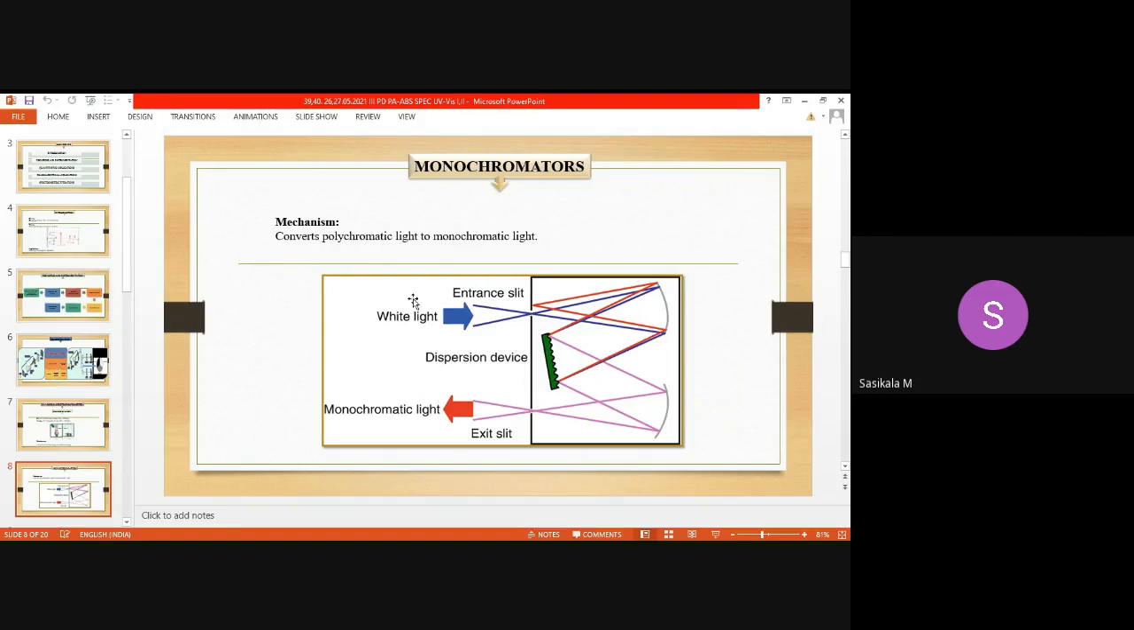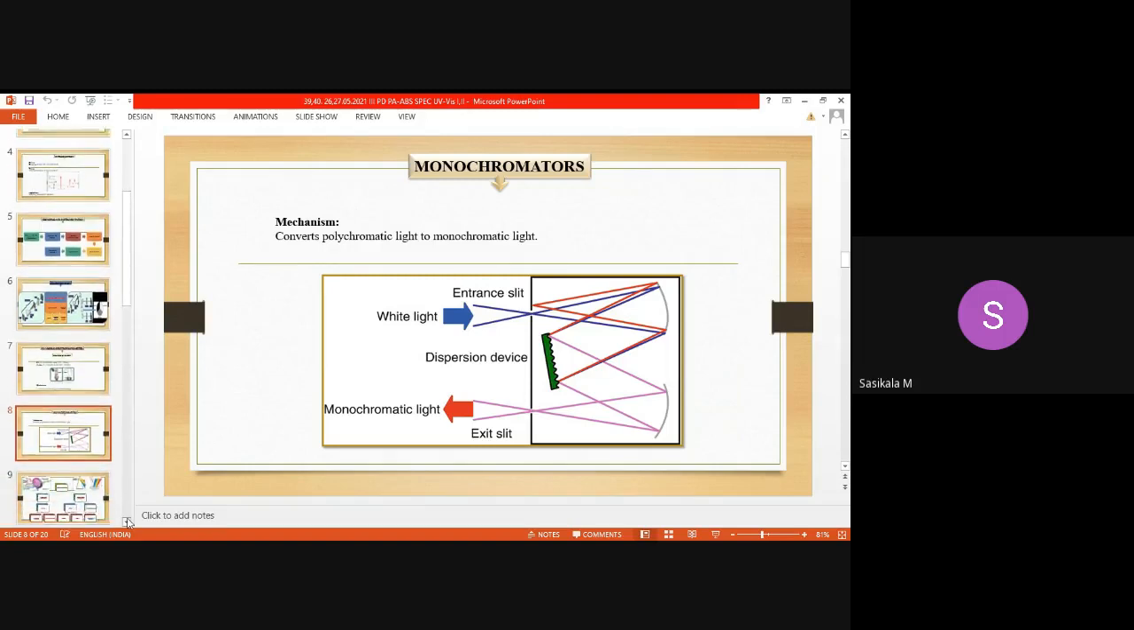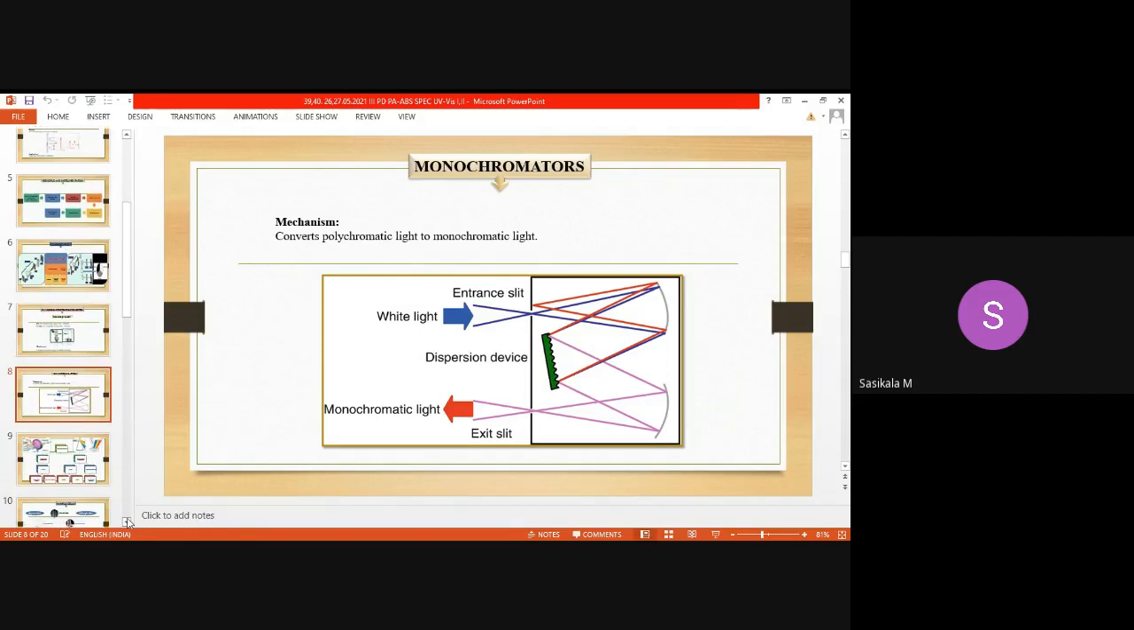So polychromatic light, that is white light or stray light, will be converted to monochromatic light. Light with interfering radiation will be converted to pure light, which is required for analysis. That is the role of monochromators. So what is the role of monochromator? It converts polychromatic light to monochromatic light.